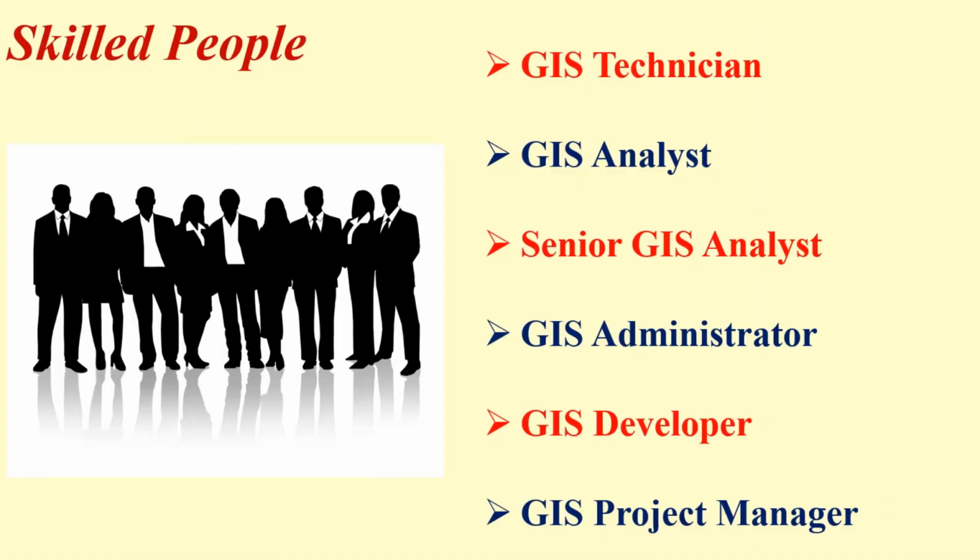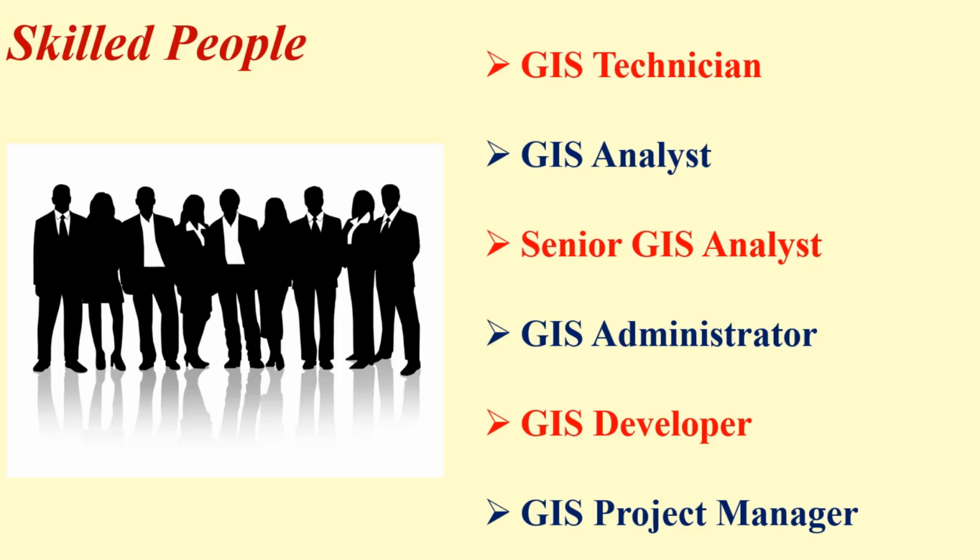The next component is skilled people. To handle GIS tasks, one should have knowledge of the other components of GIS as well as working knowledge in GIS software. One can learn GIS software from courses offered by different universities and colleges, or from private training centers, or through online information and training programs like the current course you are studying now. As per the experience and knowledge in the field of GIS, skilled people are categorized into different groups such as GIS technician, GIS analyst, senior GIS analyst, GIS administrator, GIS developer, and GIS project manager.